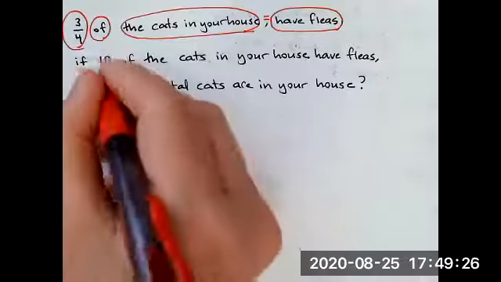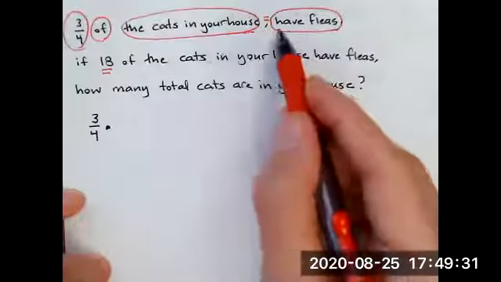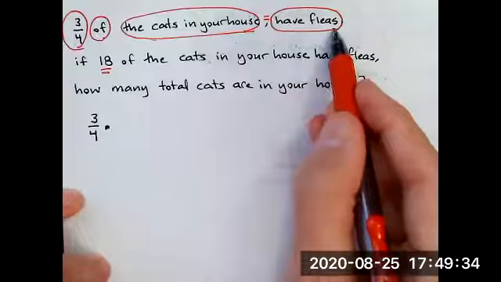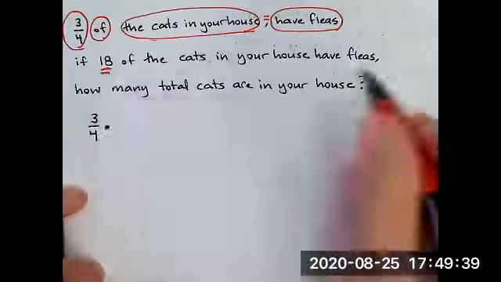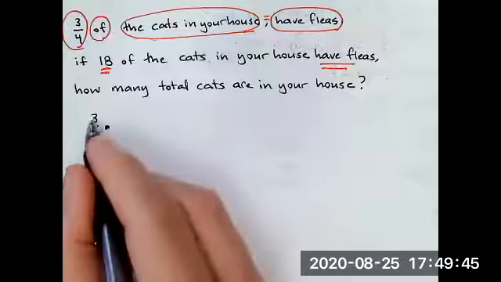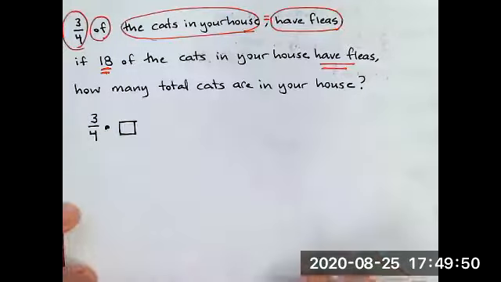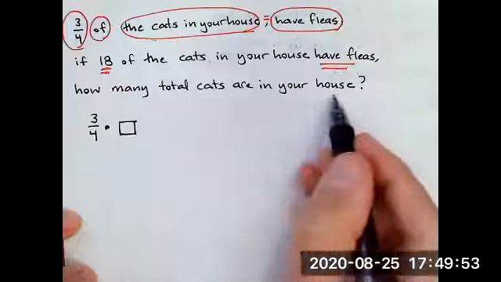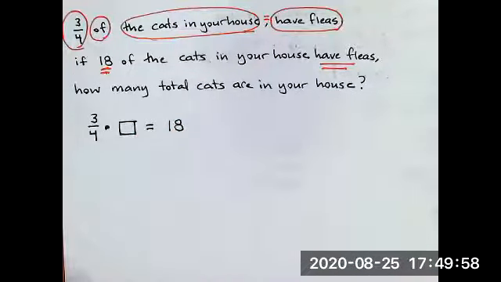So we look at this number given, and is that the total number of cats in the house, or is that the number of cats that have fleas? The 18 is the number that have fleas. So this is going to be 3/4 times the number of cats in the house. That's what we're looking for. Equals the number that have fleas. So this is a missing factor. So we're going to divide.